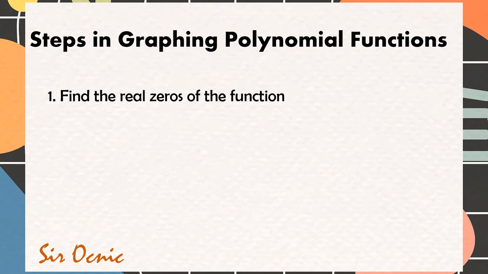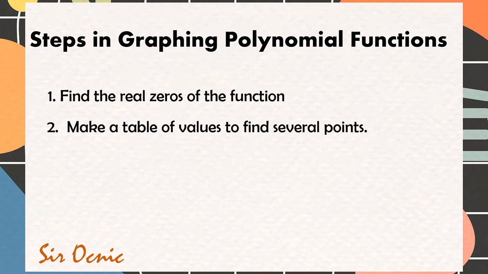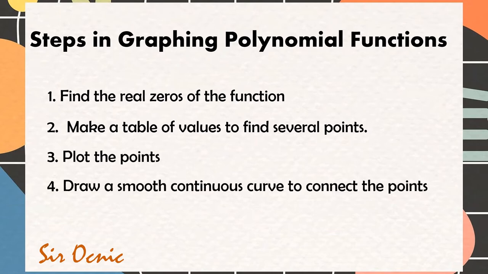First, find the real zeros of the function. Second, make a table of values to find several points. Third, plot the points. And the last one is draw a smooth continuous curve to connect the points.